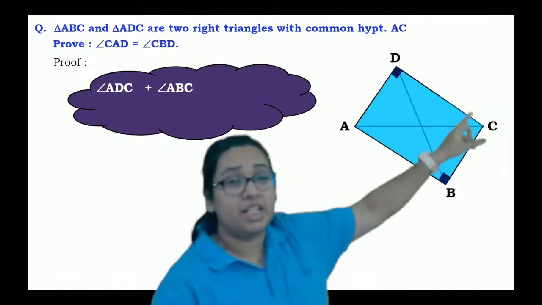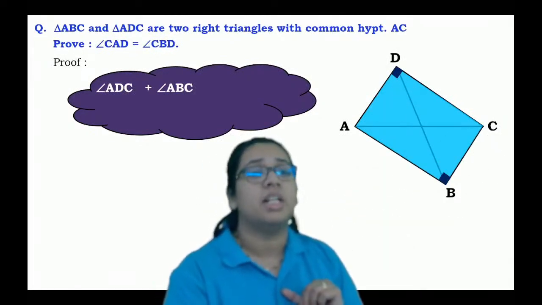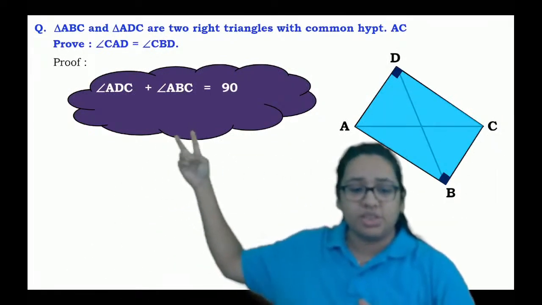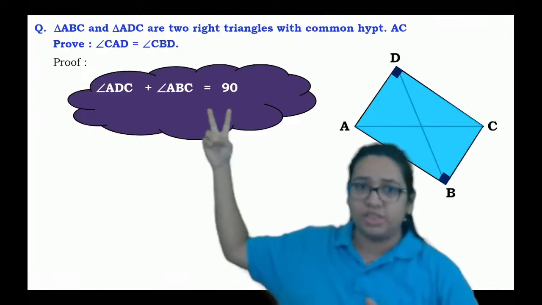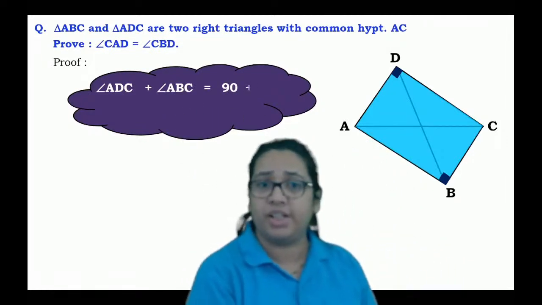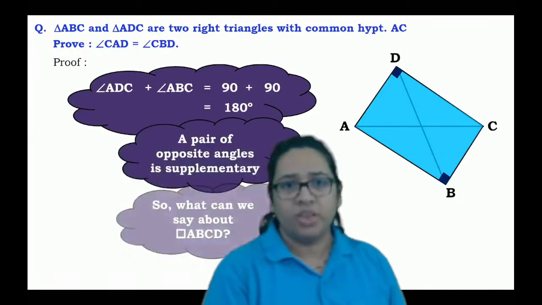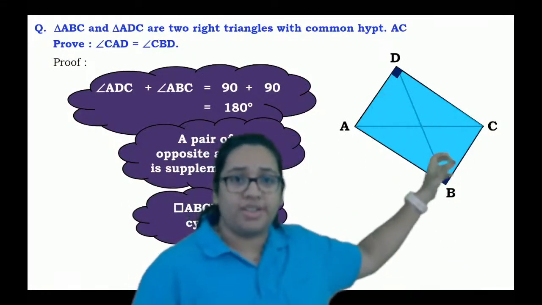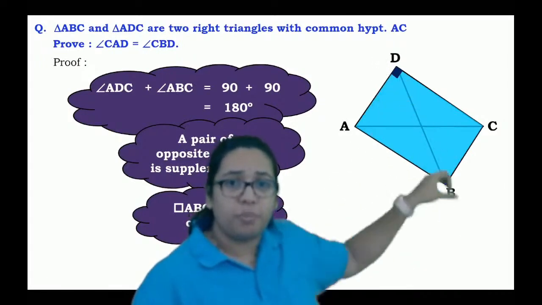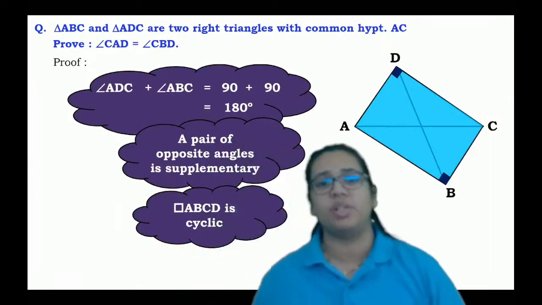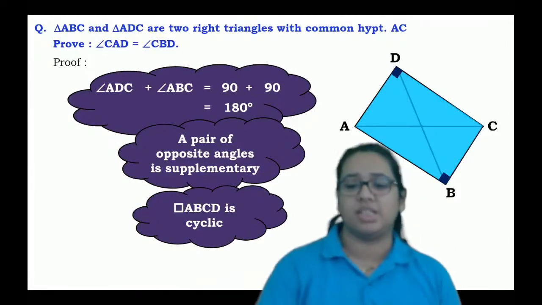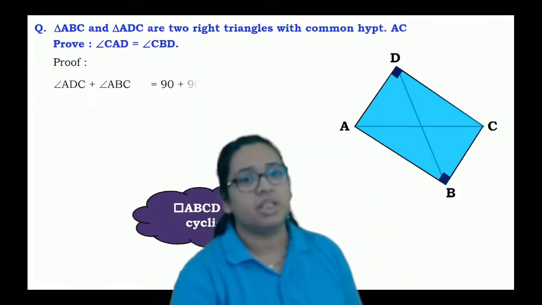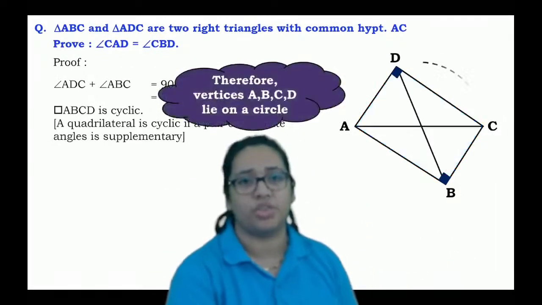As ABC and ADC are two right angle triangles, hence the sum of these two angles will obviously be 180 degrees. Correct? We know that we are getting a quadrilateral where a pair of opposite angles are supplementary. So we can say that ABCD is a cyclic quadrilateral.